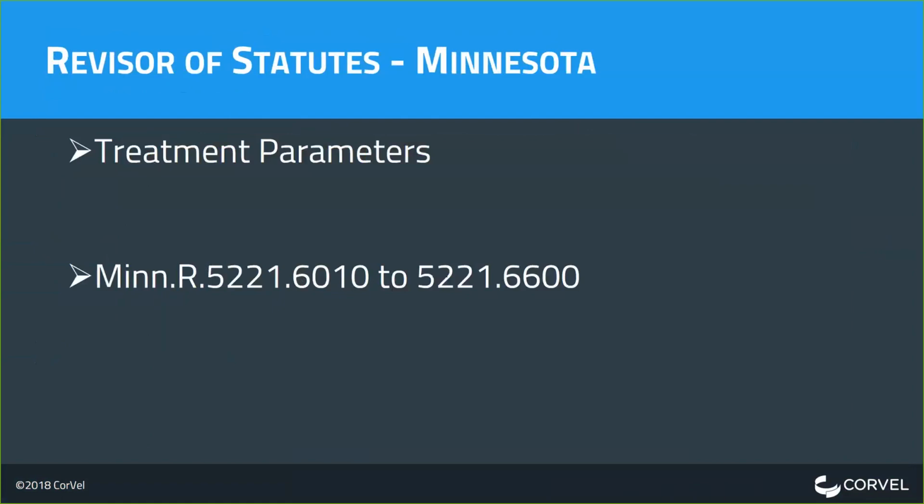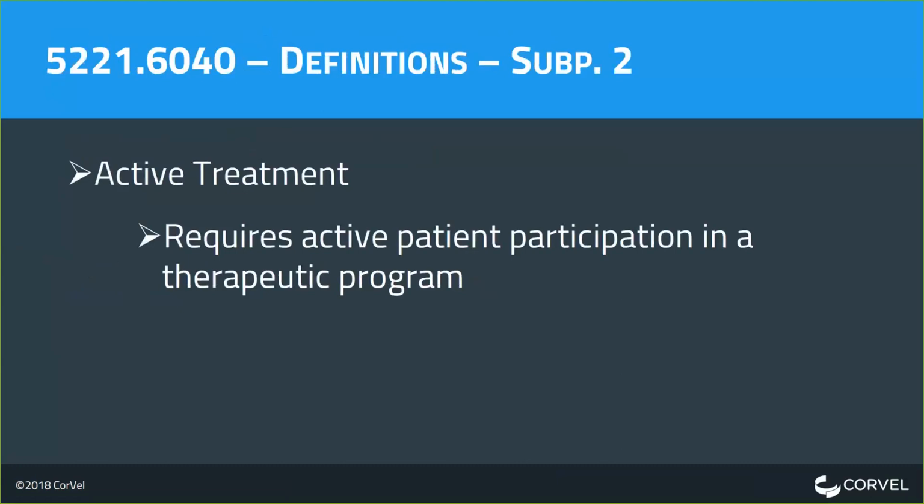the rules that begin in Chapter 5221. They're included in the rules that begin with 6000. So all the rules from 5221.6010 through 5221.6600 are the Minnesota treatment parameters. We're going to go over some parts of these rules.